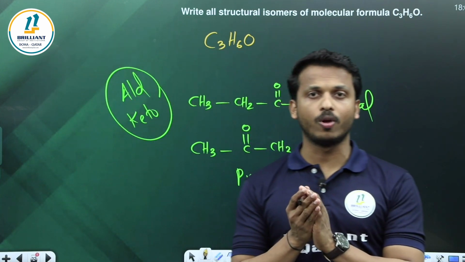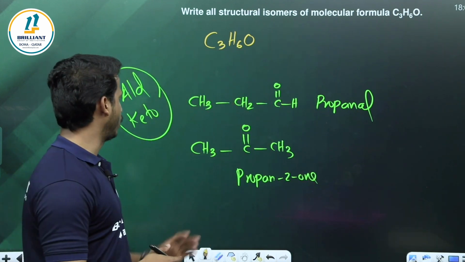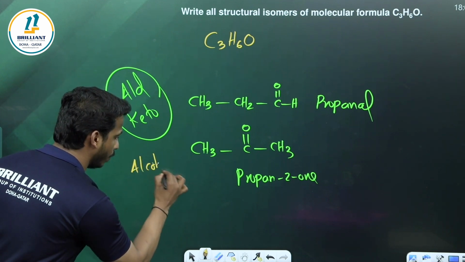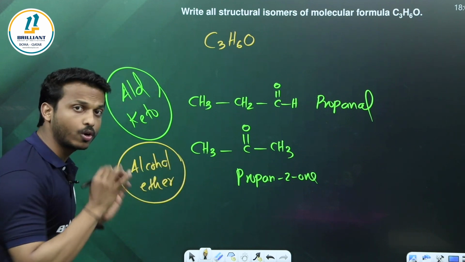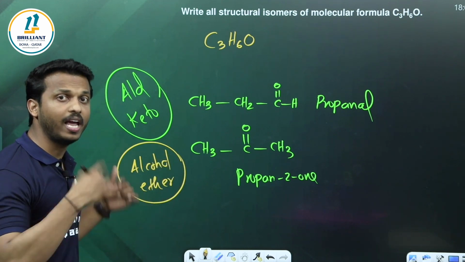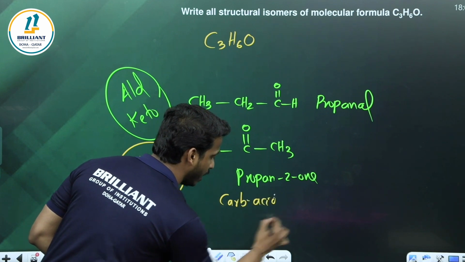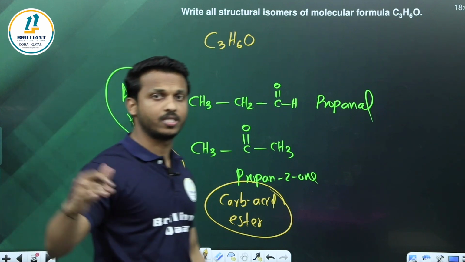Same molecular formula but different in functional group. See, one is an aldehyde and one is a ketone. Let me give you another pair. If they give an alcohol, its pair will be an ether. If they give a carboxylic acid, its pair will be an ester. Please remember these three sets.